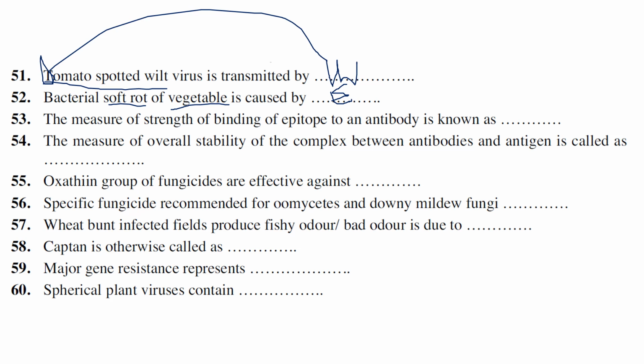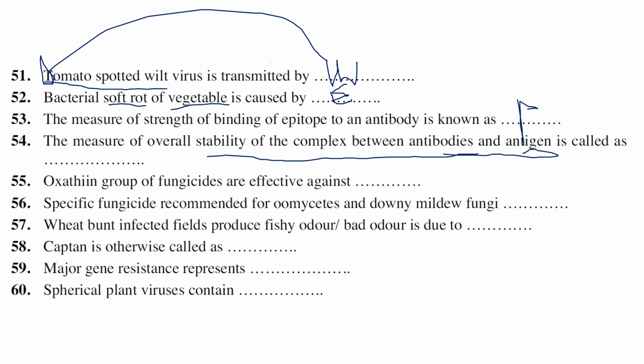Okay, so the measure of strength of binding of epitope to an antibody is generally known as avidity. So avidity means strength of this binding of epitope to an antibody. The measure of overall stability of the complex between the antibodies, so just the stability between the complex antigen and antibodies, is generally known as affinity.